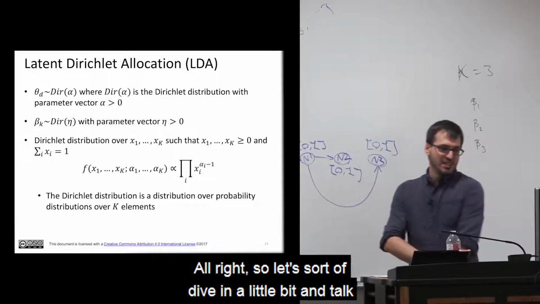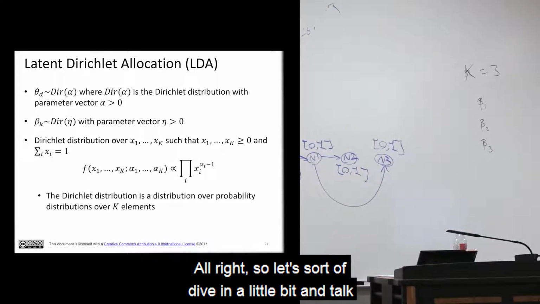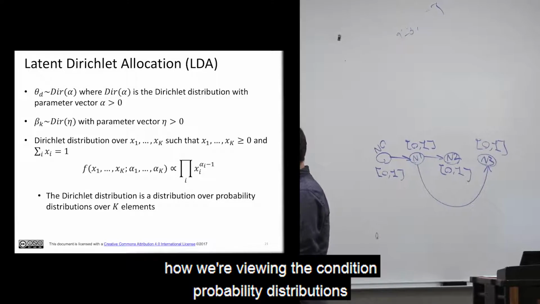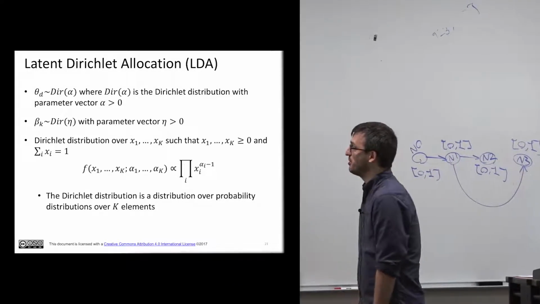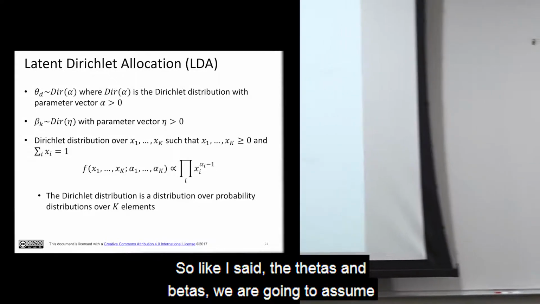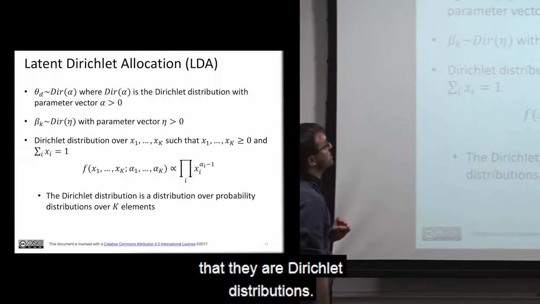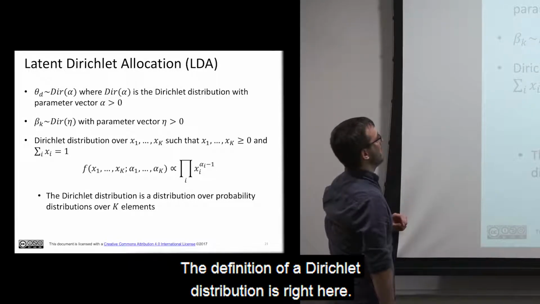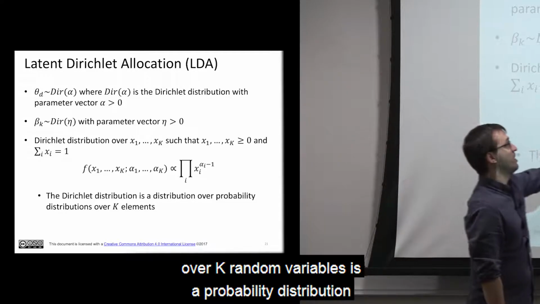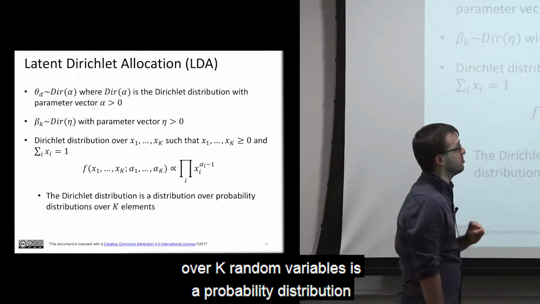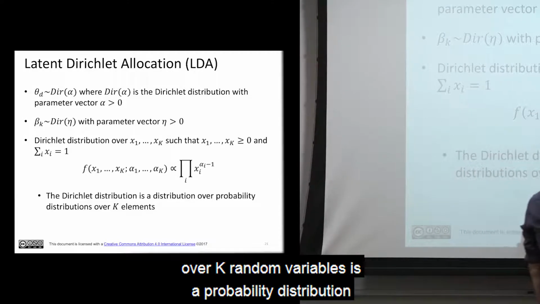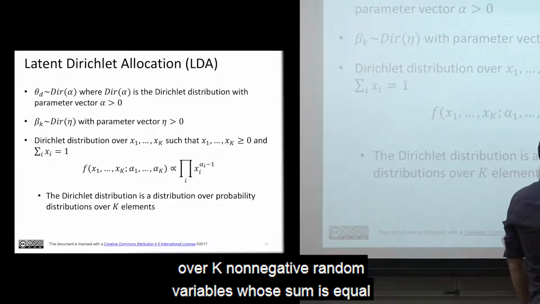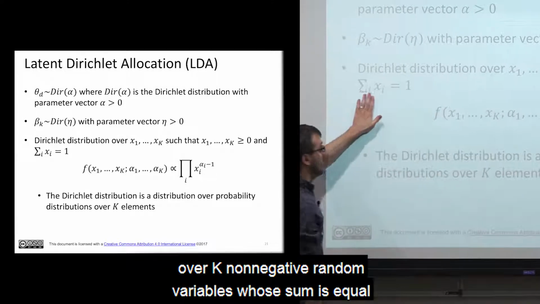All right. So let's dive in a little bit and talk about the details of how we're viewing the conditional probability distributions in this model. Like I said, we're going to assume that the thetas and betas are Dirichlet distributed. The definition of the Dirichlet distribution is right here. A Dirichlet distribution over k random variables is a probability distribution over k non-negative random variables whose sum is equal to 1.